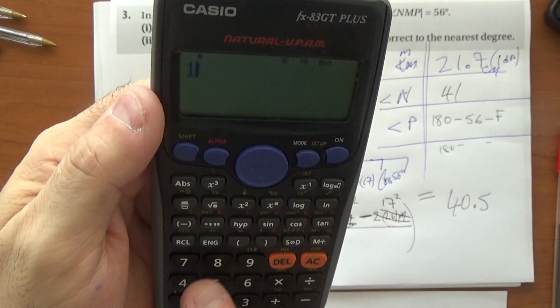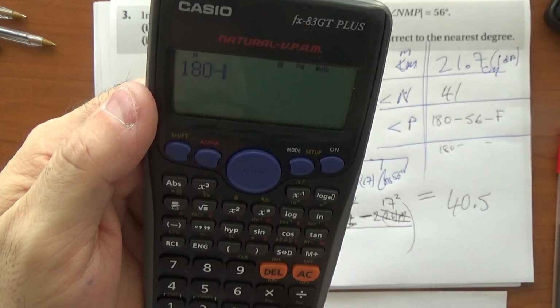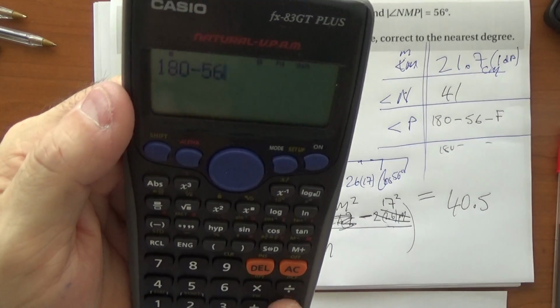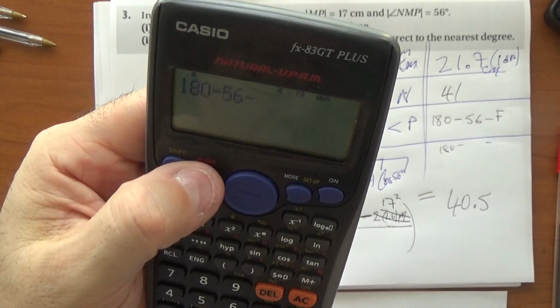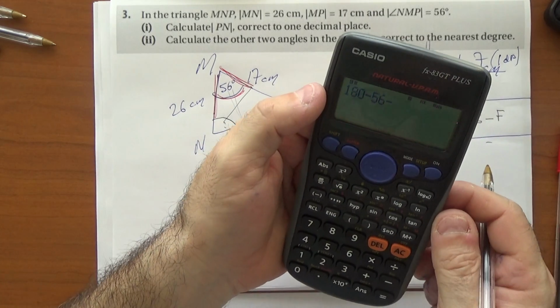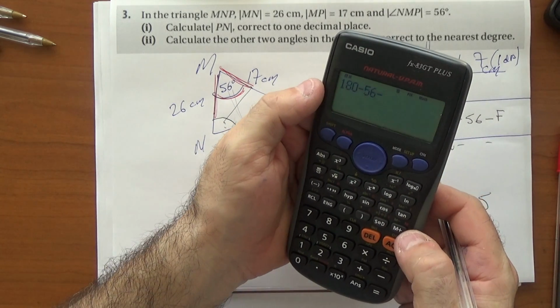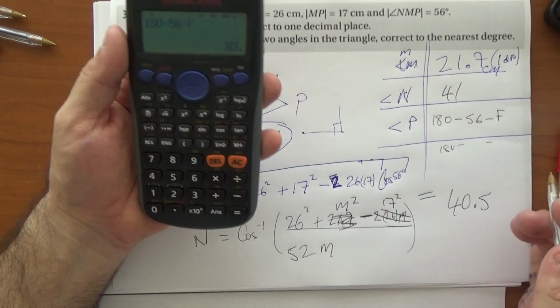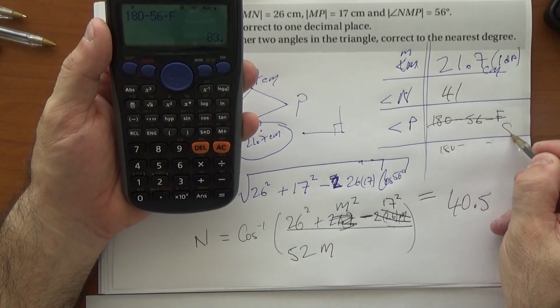Clear 180 minus 56 minus F. And what they do, and we might change our policy, because they just let propagations happen. So the answer there is 83 degrees.